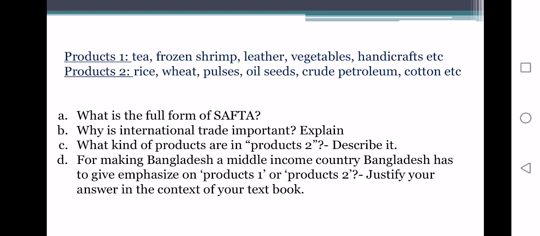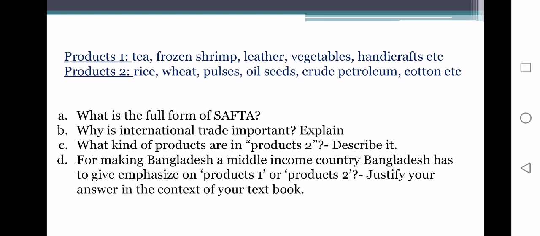First of all, what is the full form of SAFTA? We have already learned about SAFTA. So can you tell me what is the full form of SAFTA? Is it association or area? Exactly, it is area, not association. The full form of SAFTA is South Asian Free Trade Area, remember? So you have to write the answer of this first question. That is, the full form of SAFTA is South Asian Free Trade Area. Let's go for the second question.